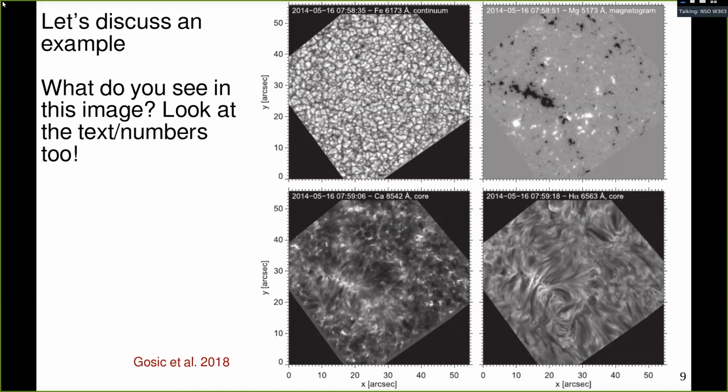So it's obviously an image of the sun at a few different wavelengths. Don't pay attention to the top right one. We will understand what the magnetogram is in a couple of lectures. Just look at the images.